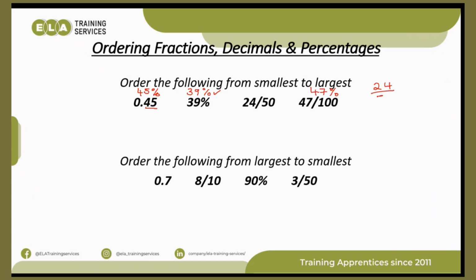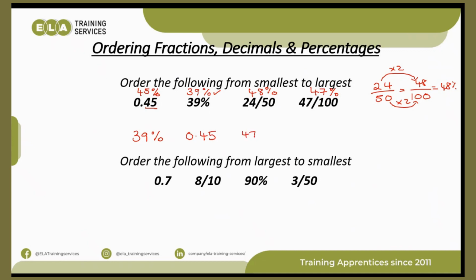So we're going to do 24 over 50 equals 100. How do we get from 50 to 100? We times by 2. Do the same to 24, which gives us 48, which tells us it's 48%. Now what we have to do is we have to order in the original form. So which one is our smallest? We can have a look. We've got 45%, 39, 48, 47. So it's our 39%. So that would go first. Then we've got 0.45. So remember, staying in that original format that they were originally written in.